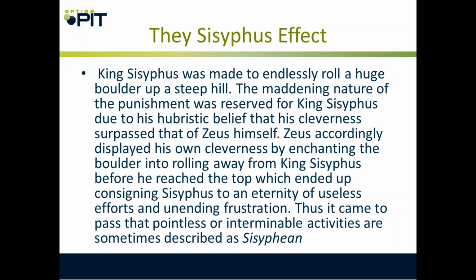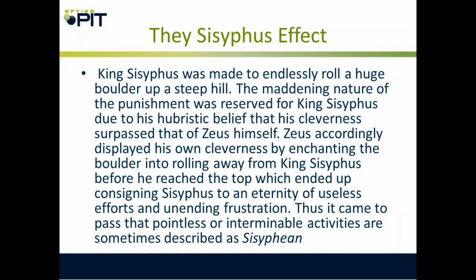King Sisyphus was made to endlessly roll a huge boulder up a steep hill that maddeningly fell every night. And then he had to push it back up. And it was because Sisyphus had the hubristic belief that his cleverness surpassed that of Zeus himself.